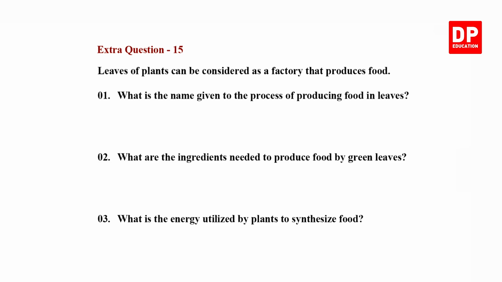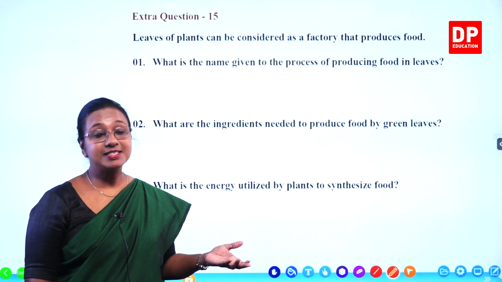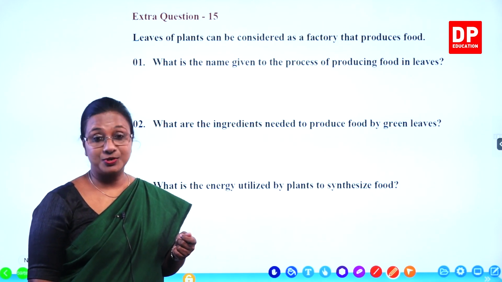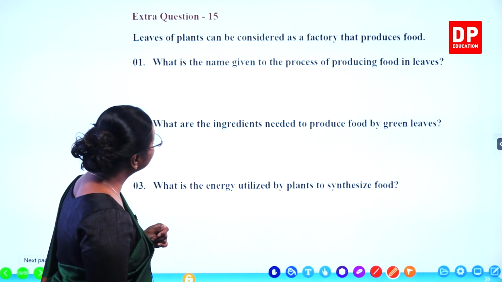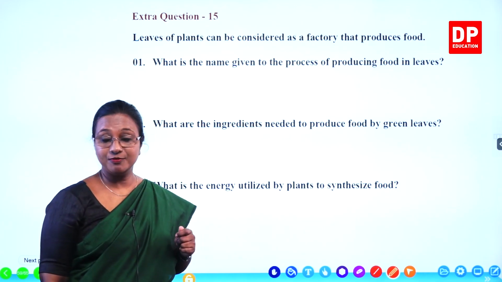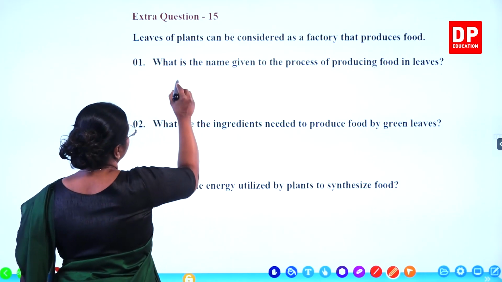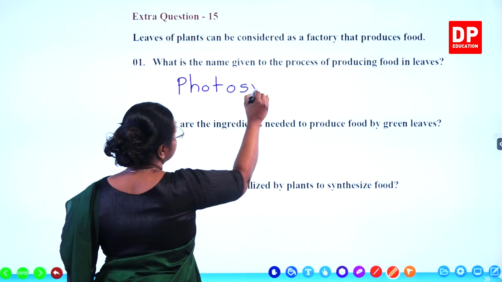Extra question 50. Leaves of plants can be considered as a factory that produces food. That is correct, no students? Because inside plant leaves only, food is produced by the process of photosynthesis. So then the first question. What is the name given to the process of producing food in leaves? I just told you all the name. It's photosynthesis. So you have to write the name as photosynthesis.